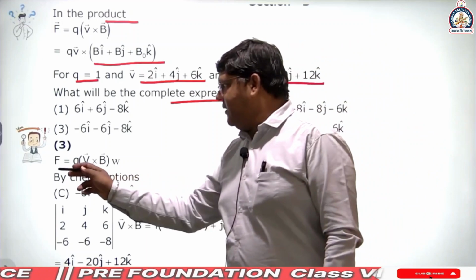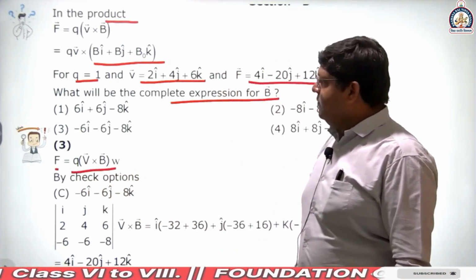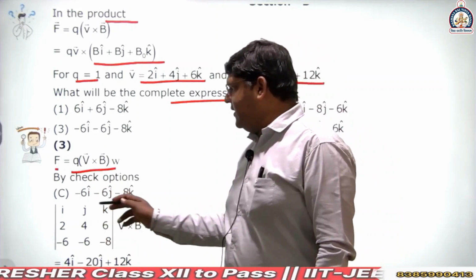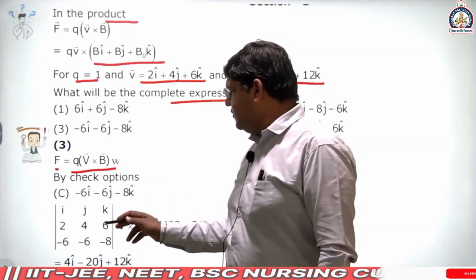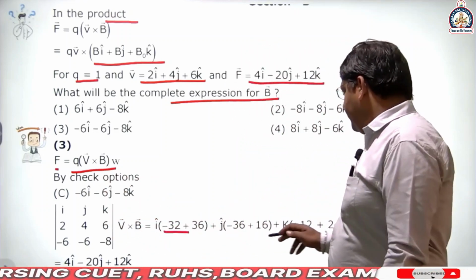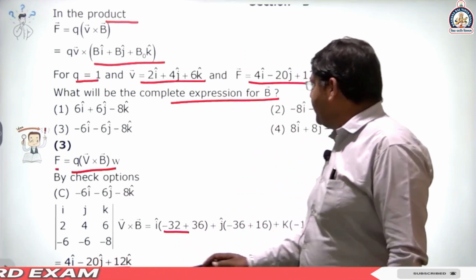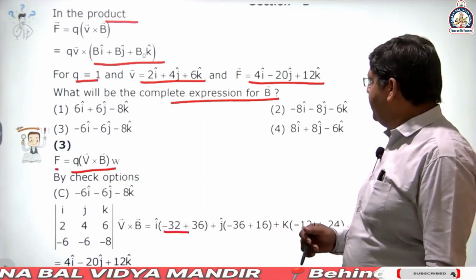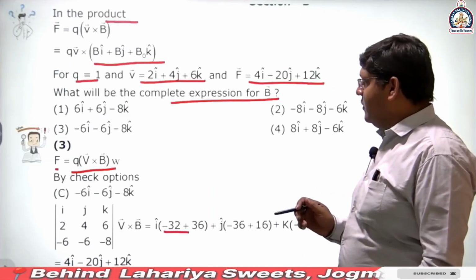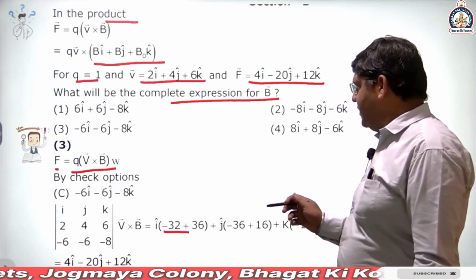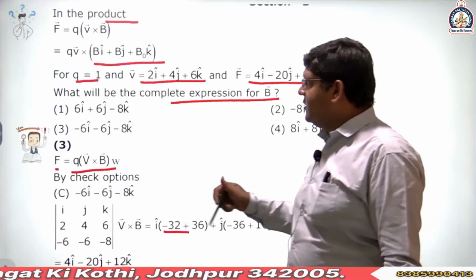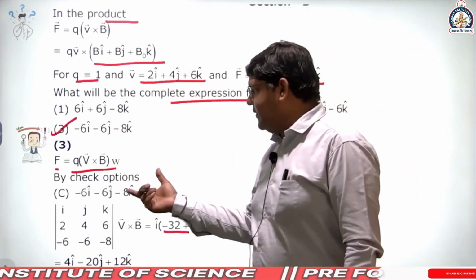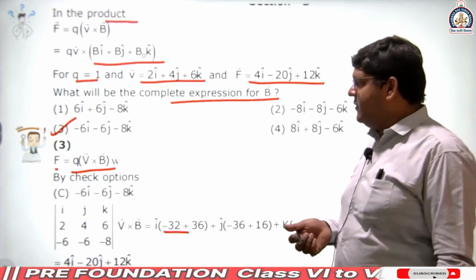According to the relation F is equal to q v cross B, doing the vector product with i, j, k, putting in these values and solving, the final result comes out to be 4i minus 20j plus 12k. In these options we can see the third option is the correct one, in which the vector product is performed. We actually have to put in the values, solve, and check which of the vector products is correct.